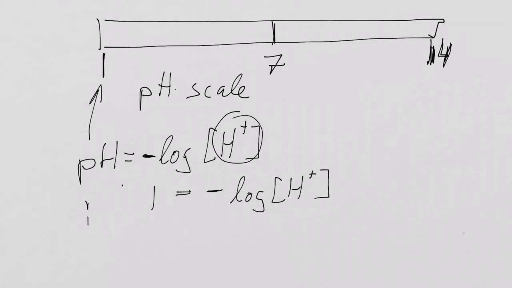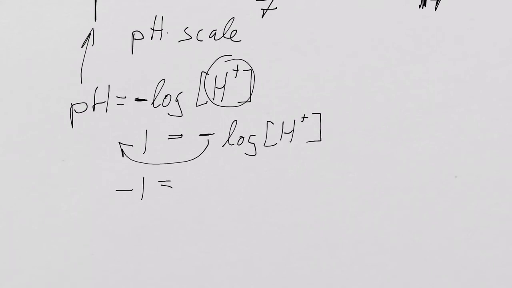Let me just remove this part here so that it doesn't get confusing. 1 equals minus log of the proton concentration. How can we actually find out what this H plus concentration is? You're absolutely right. What we can do is, first of all, let's get rid of the negative sign. We bring this negative sign to that side. So we have minus 1 equals log of protons. Yeah?